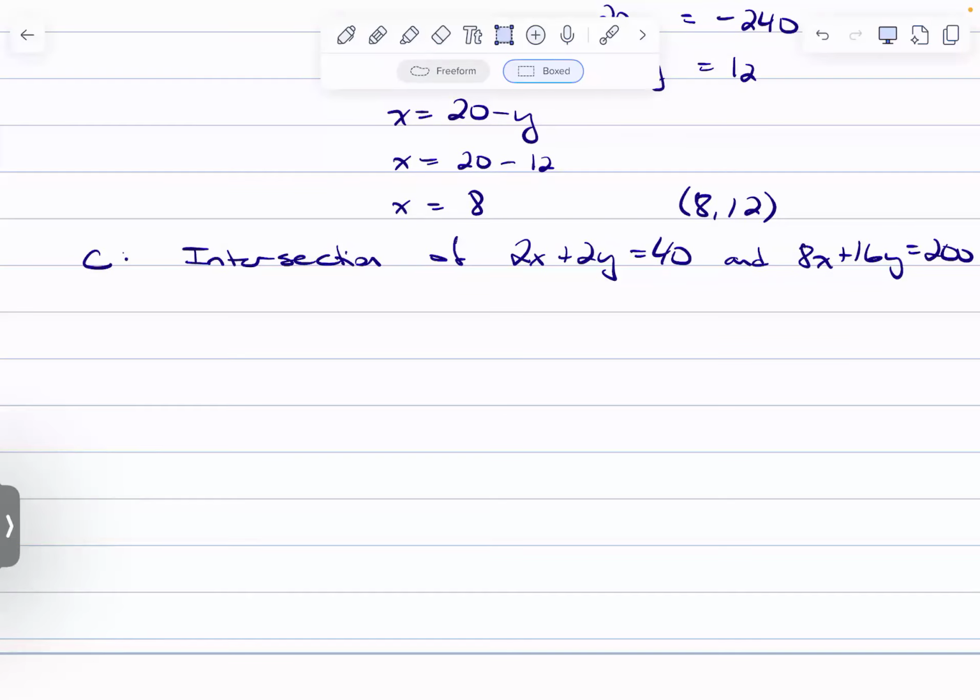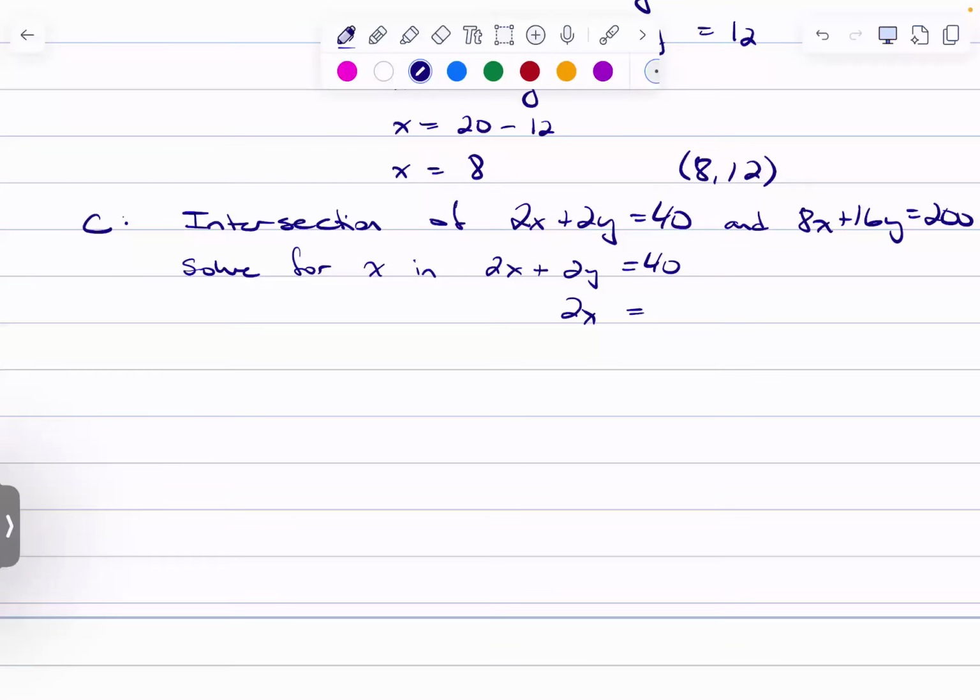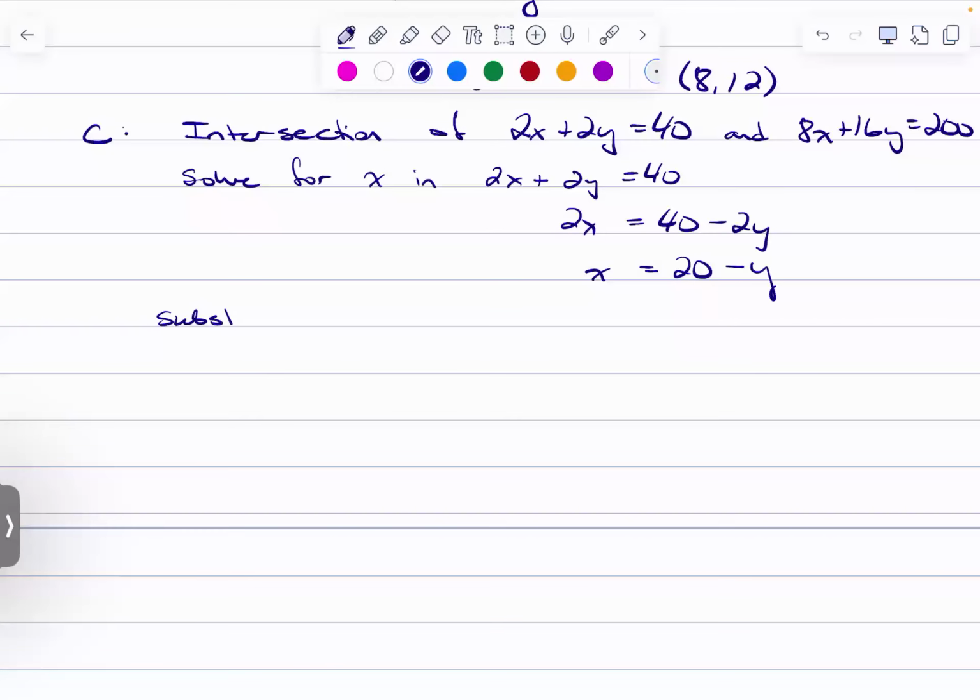Lots of ways you can solve it. A nice contender could be elimination method, if you like it. I'm going to stick to my usual. Solve for x in 2x plus 2y is equal to 40. So then I get 2x is 40 minus 2y, which we already saw is 20 minus y. We're going to substitute that into 8x plus 16y equals 200.